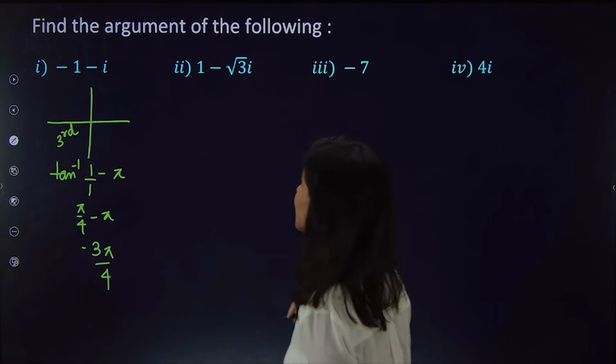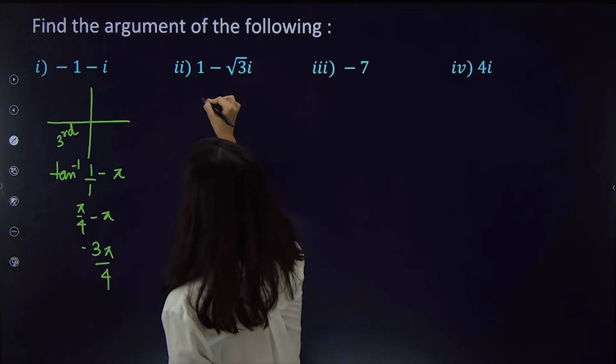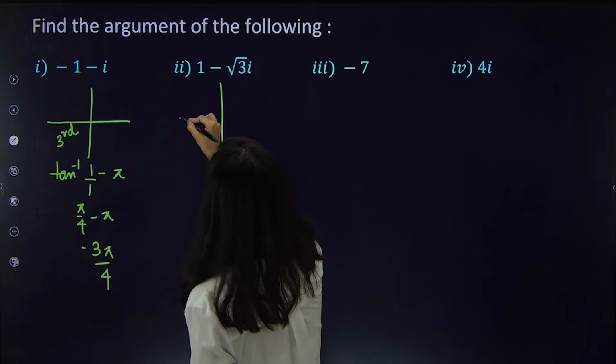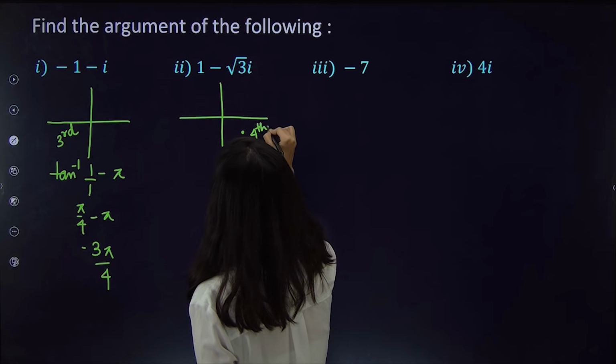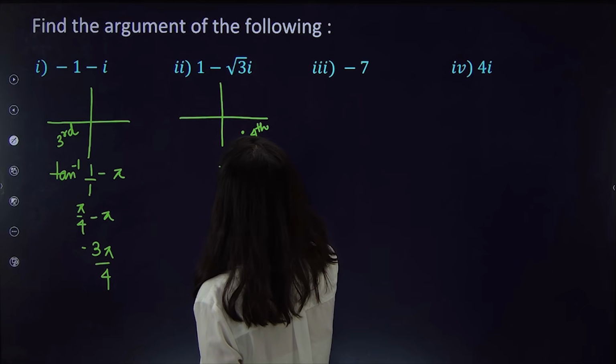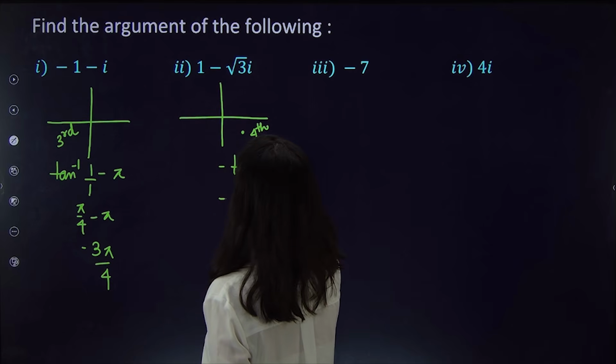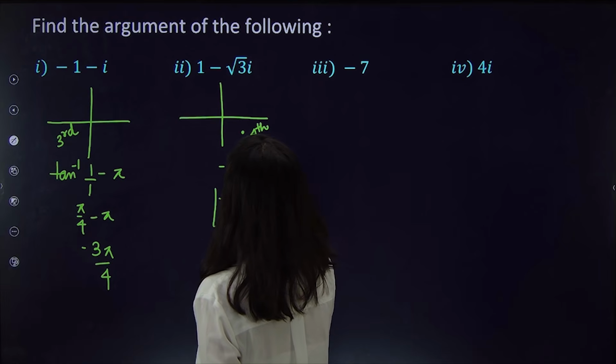Clear? 1 minus root 3 iota. So which quadrant? Fourth quadrant. Fourth quadrant, very easy. The angle is minus tan inverse root 3 by 1. So 60 degree, minus pi by 3 is the answer.